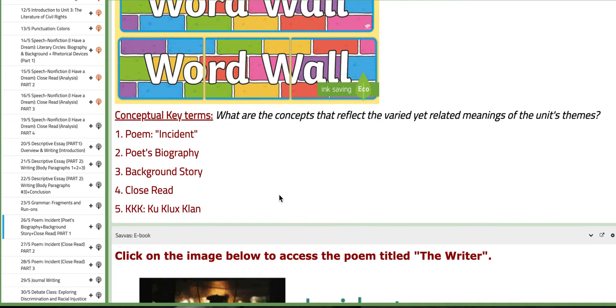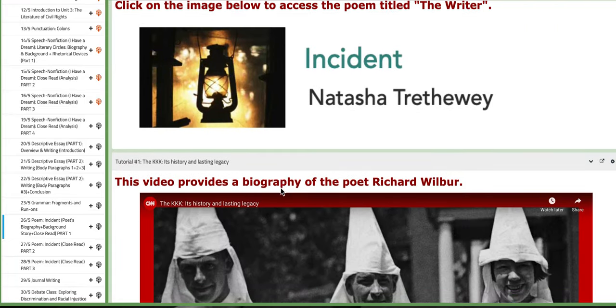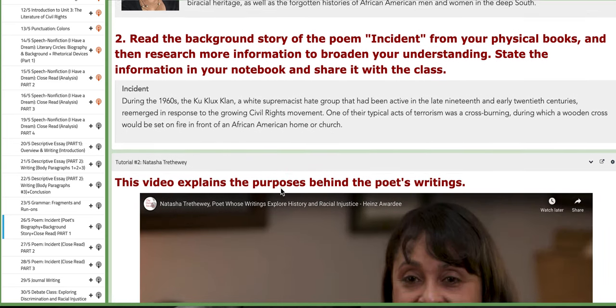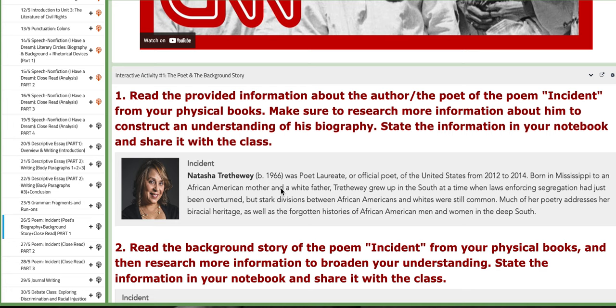So one of the most essential concepts in reference to this poem is the KKK, the Ku Klux Klan. It's a poem by Natasha Trethewey. We're going to work on a specific interactive activity to learn about the poet's biography and the background story of the poem.